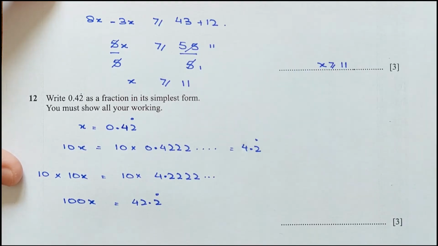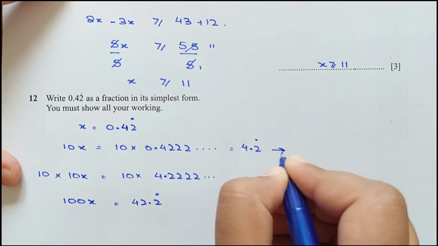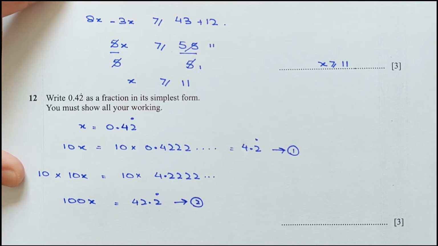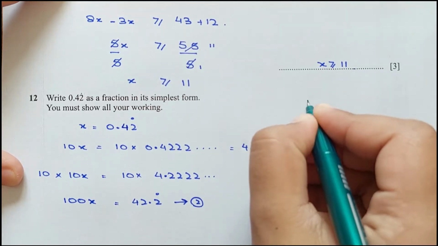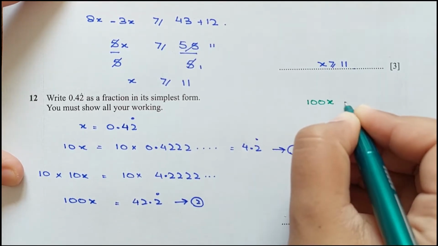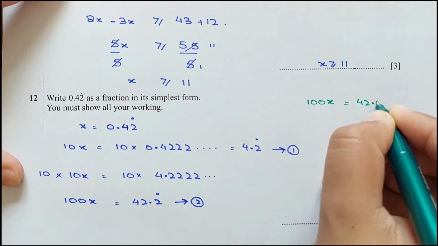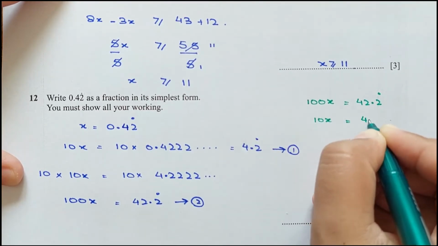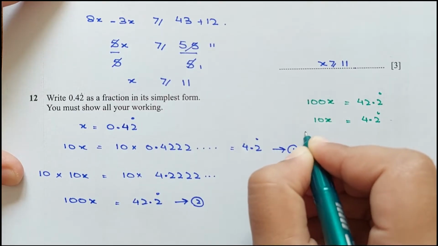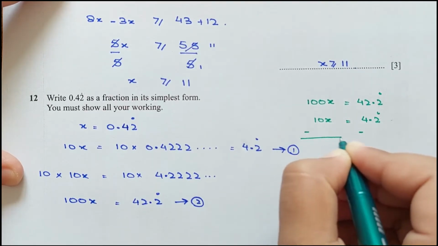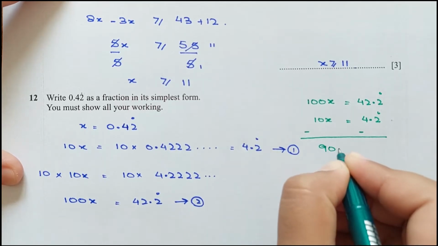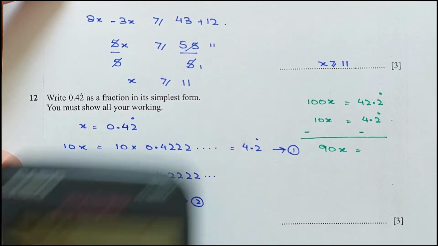Now we have to subtract the 2 equations, 10x, the first one, and 100x. This is the second equation. Let me subtract the 2 equations to get the x value. So this is 100x. This is going to be 42.2 recurring, and 10x, this is going to be 4.2 recurring. Now let me subtract both sides. From 10 take away 100, obviously this is 90x, right?